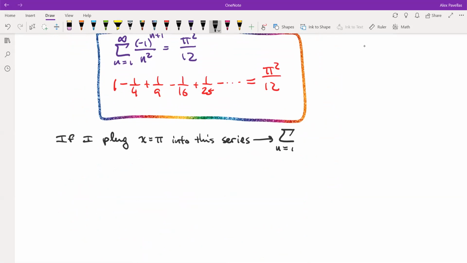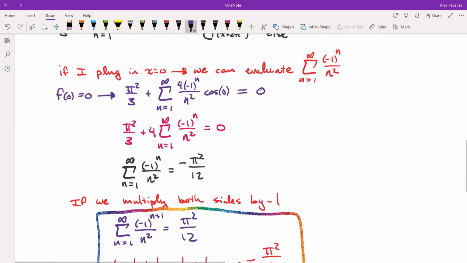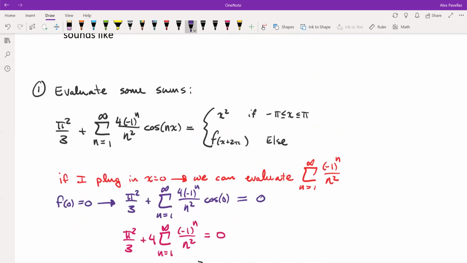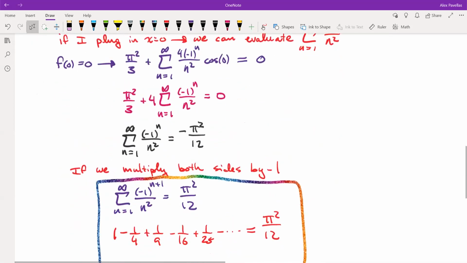The sum as n goes from 1 to infinity of 1 over n squared. Again, this is one of those that you would not be able to figure out using Taylor series methods. So let's see. Again, f of pi: if I look at my original function and plug in x equals pi, I get pi squared. That means if I plug x equals pi into the Fourier series, the whole thing should be equal to pi squared. Okay, cool. So let's do that.